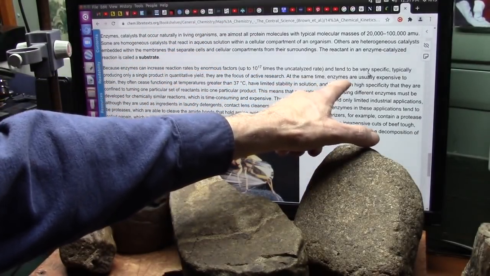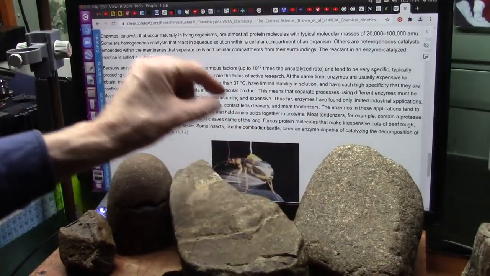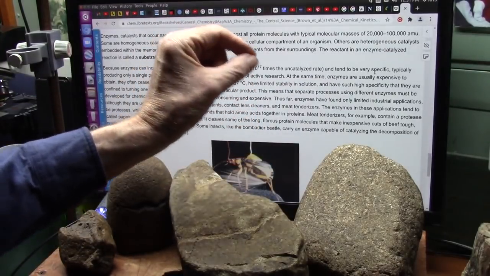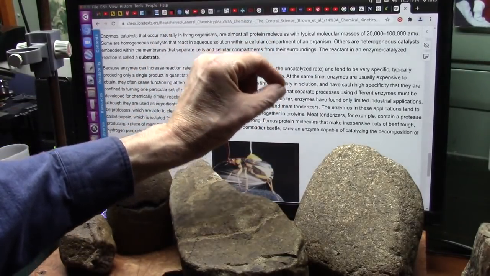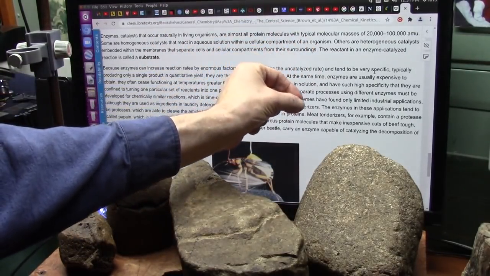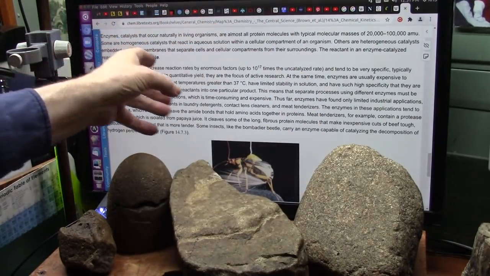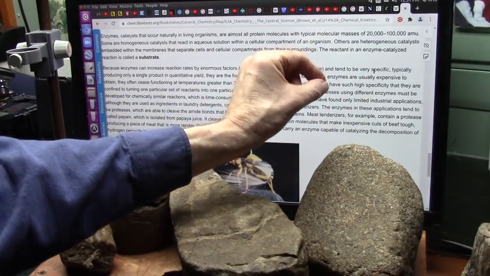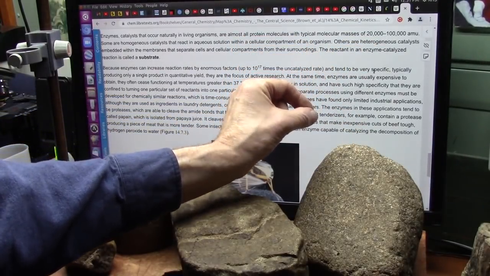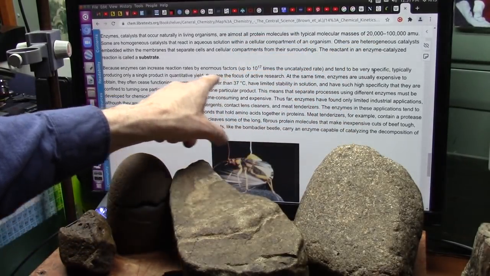And they tend to be extremely, very specific. They're targeting one specific thing to break it down into ammonia disulfide. I'm just throwing a thing out there. I don't even know if that exists. But let's just say that's what their job is. And that is from an enzyme.